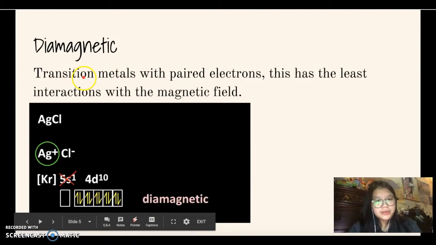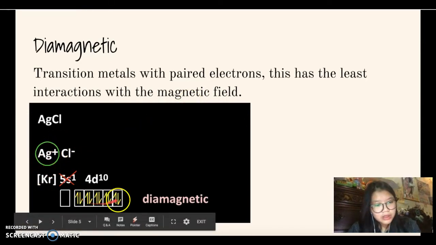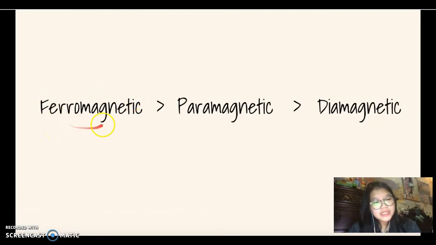Diamagnetic are transition metals with paired electrons. This has the least interaction with the magnetic field. An example here is silver. So if we look at the electron configuration of silver given right here, there are no unpaired electrons. Therefore, the given example is diamagnetic. So to make it easier, ferromagnetic has the most interaction with the magnetic field, and then paramagnetic, and lastly we have diamagnetic, which has the least interaction with the magnetic field.